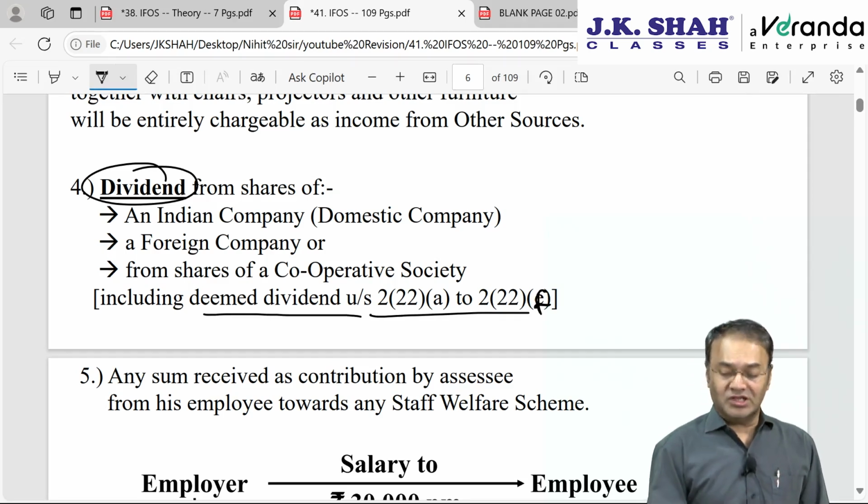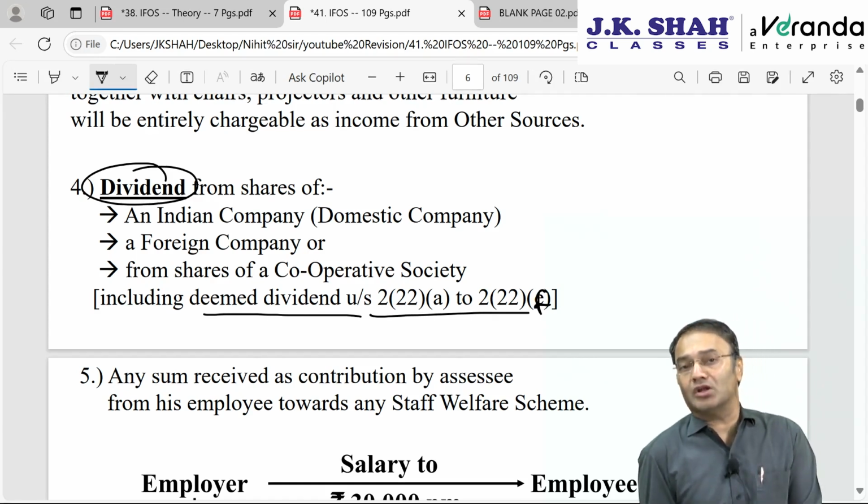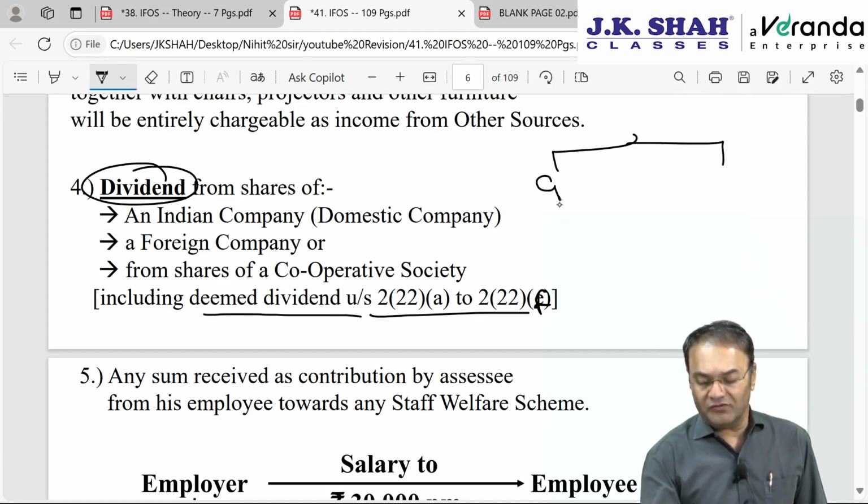Important point. In this chapter, all these incomes which we are discussing are ordinary incomes which you will offer to tax under other sources only, come what may. So even if you go without studying also, dividend you know it is IFOS. In this chapter mainly we have to study two things: gift transaction, gift subject to 22 exceptions.